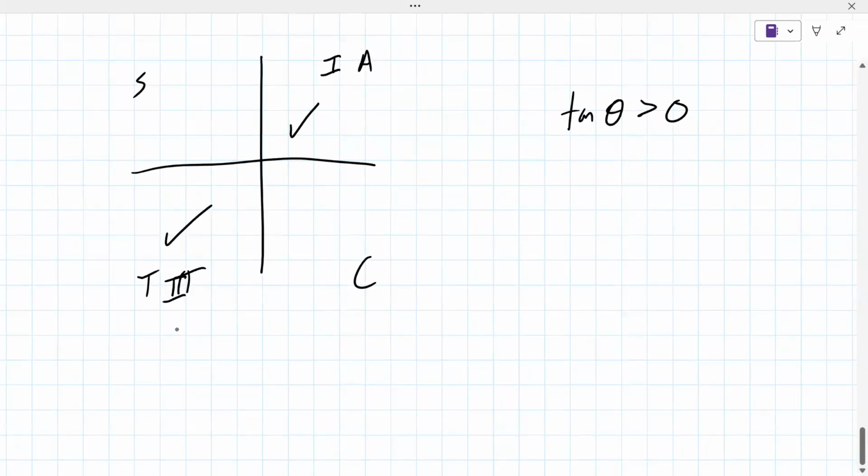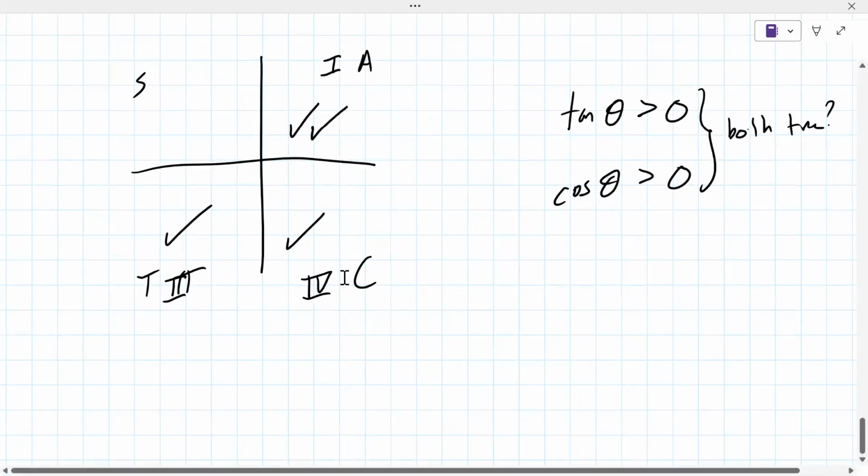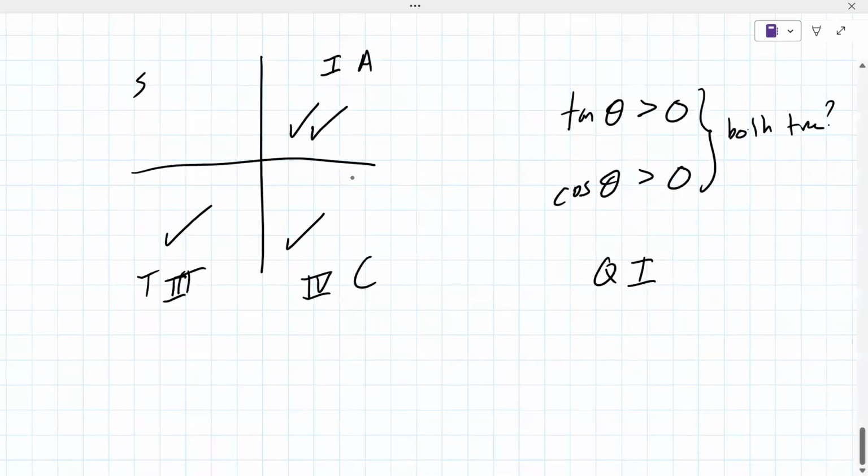Is that okay for the moment? All right, now where's cosine theta? Where is it positive? Well, it's positive in the first quadrant because all are positive, and then in the fourth quadrant because that's where the C is. So if I asked you where these are both true, which quadrant are they both true in? The first quadrant, quadrant 1. All right, so now let's increase the difficulty a little bit.